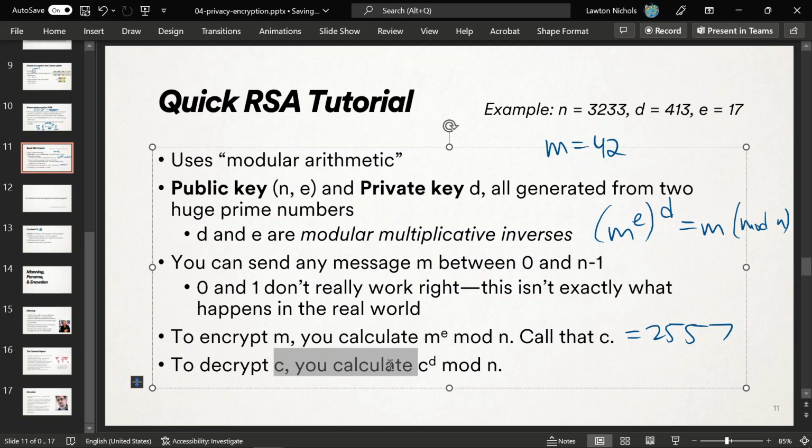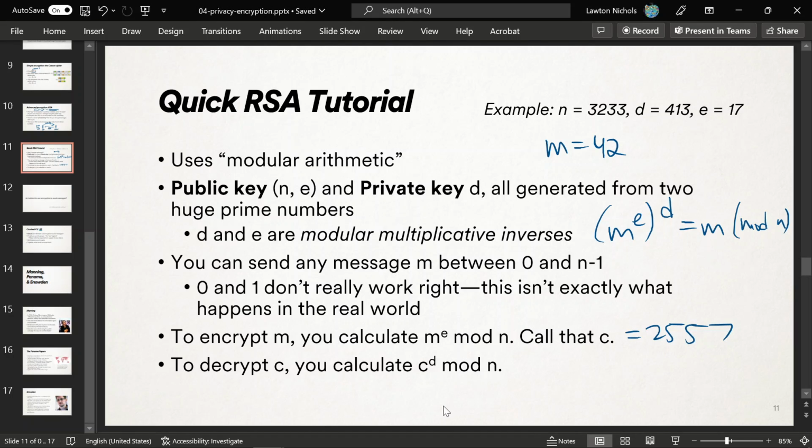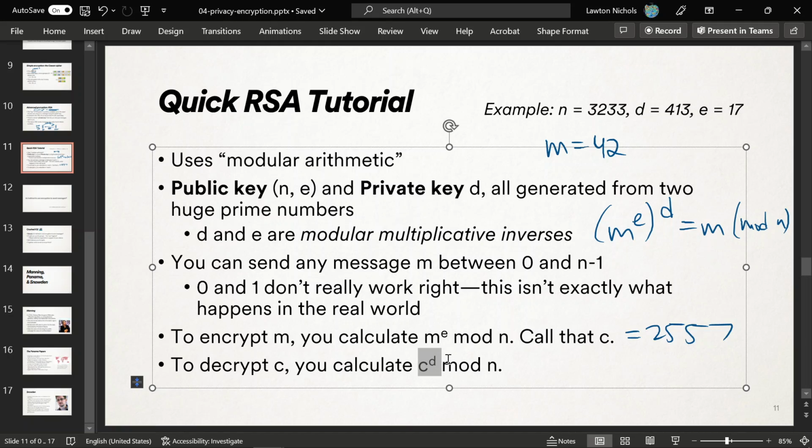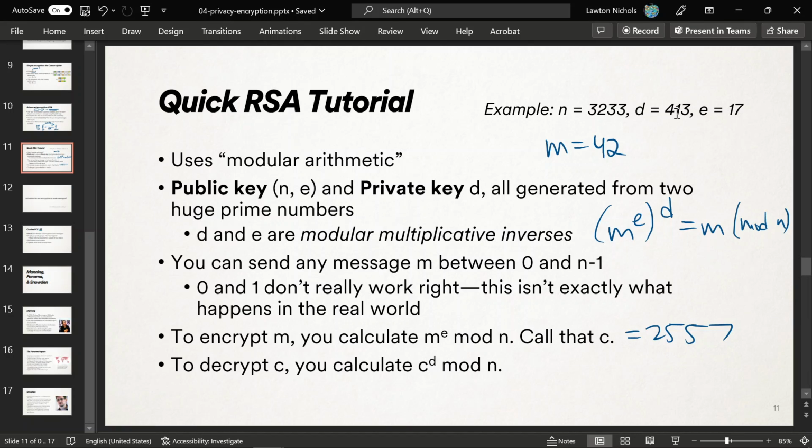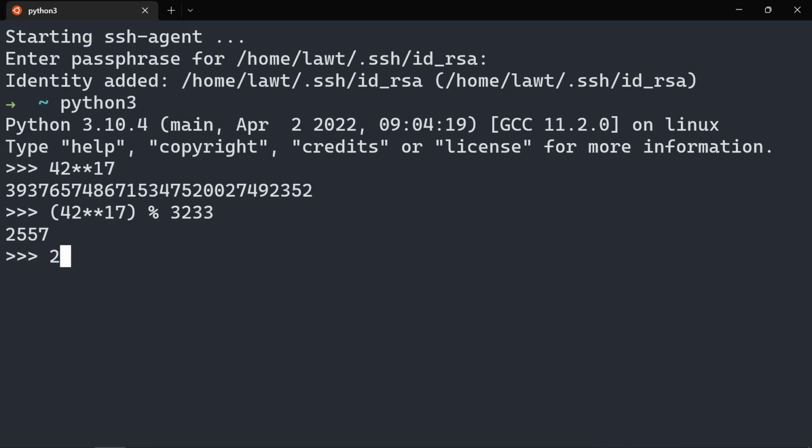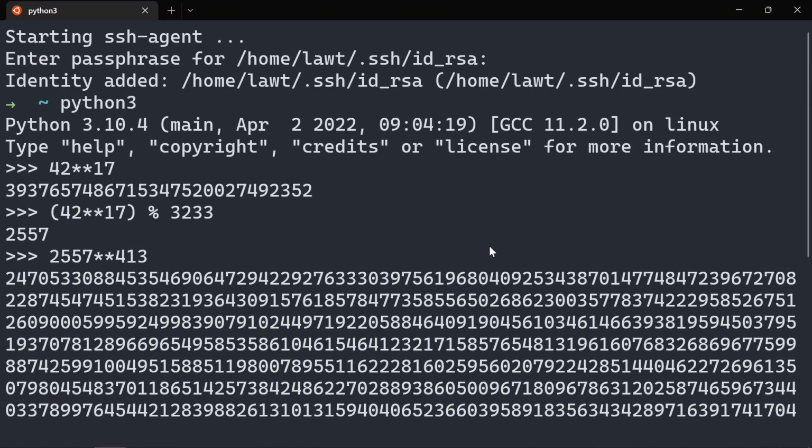And then to decrypt that C, it's called a ciphertext, it's an encrypted thing, you calculate C to the power of D mod n. And D is pretty big, so 2557. Let's do it. 2557 to the power of 413. That number can't even fit on this window.